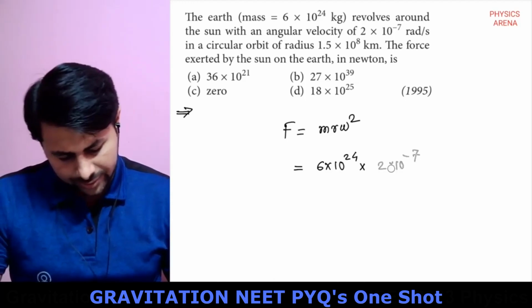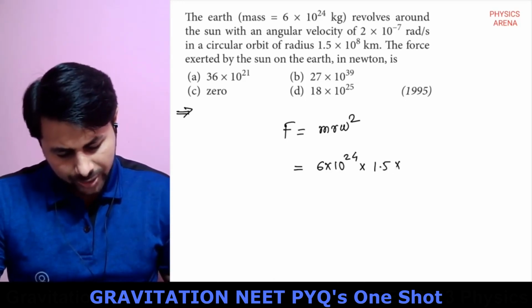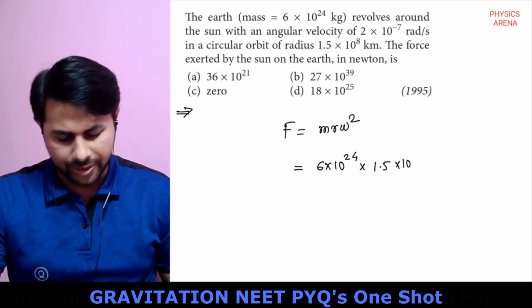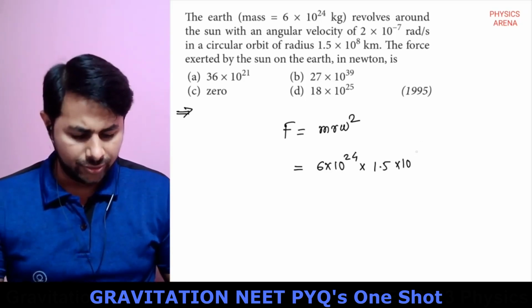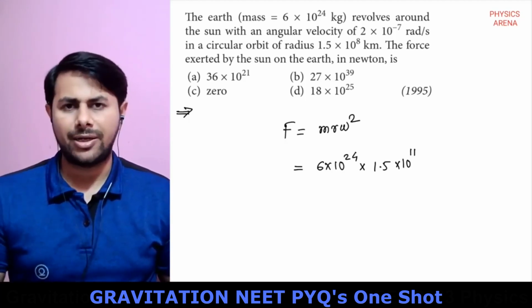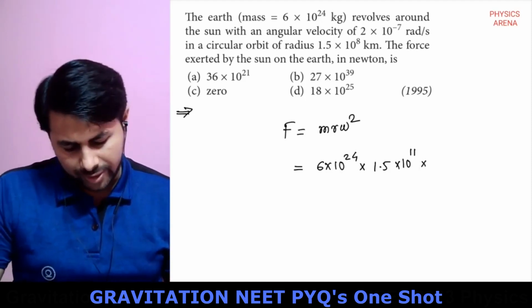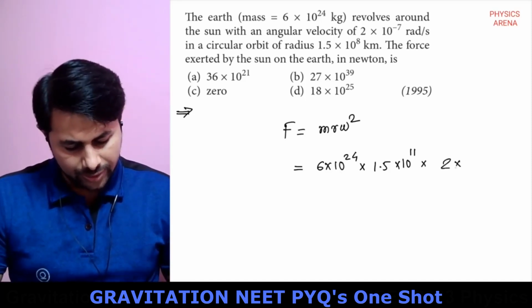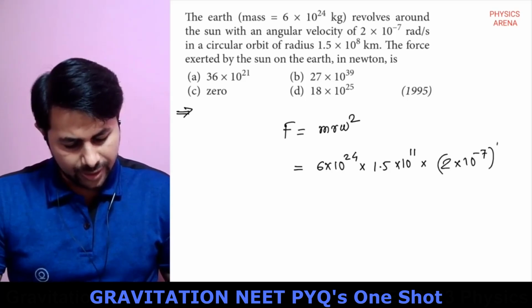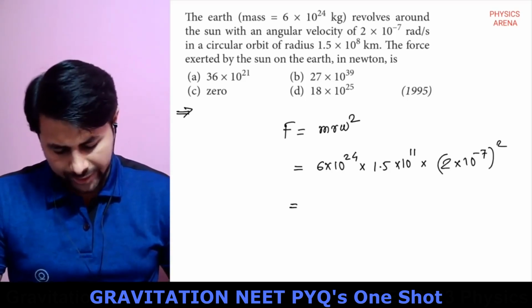No, it's not r. This is angular velocity. R is 1.5 multiplied by 10 raised to 8 kilometers, so we have to convert it into meters. So 10 raised to 8 multiplied by 10 raised to 3, 10 raised to 11 will come, multiplied by 2 into 10 raised to minus 7, and we have the square of that. Okay, so what do we get?